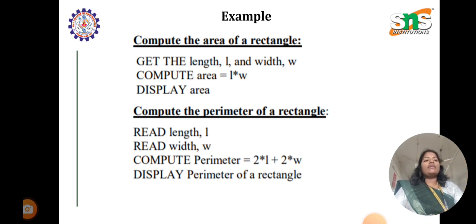Here I am giving one example. Compute the area of a rectangle. Get the length L and width W. Compute the area equal to L star W. Display the area. Compute the perimeter of the rectangle. Read length L. Read width W. Compute perimeter as 2 star L plus 2 star W. Display the perimeter of the rectangle.